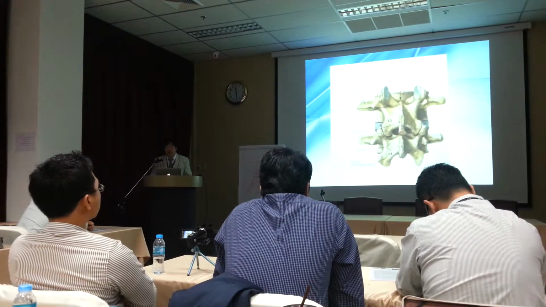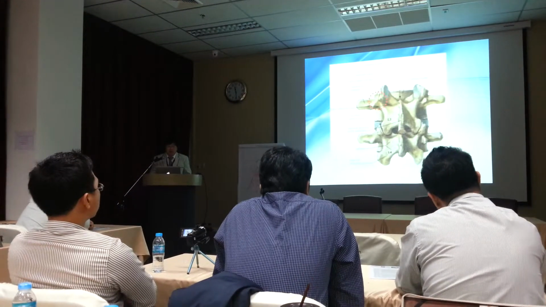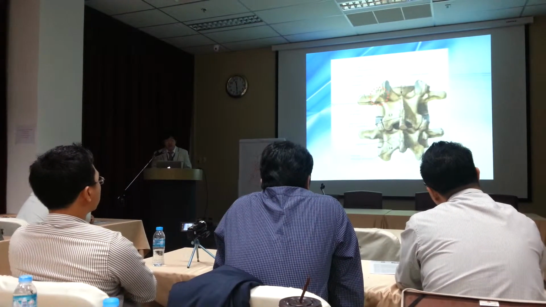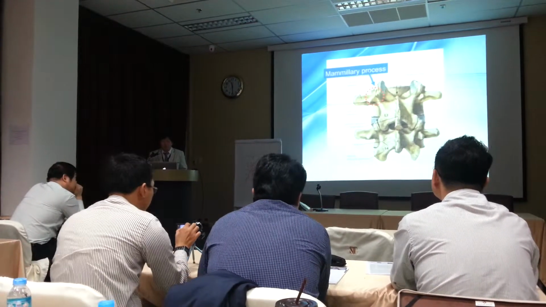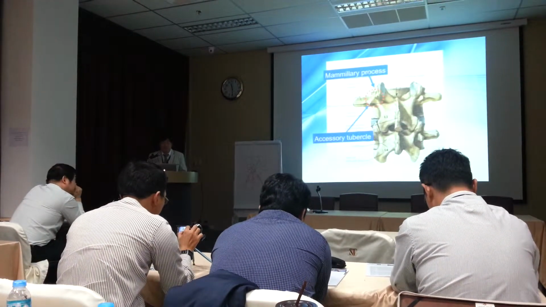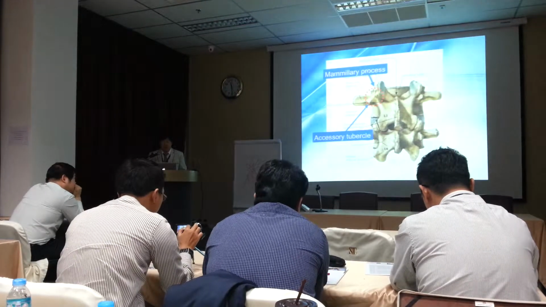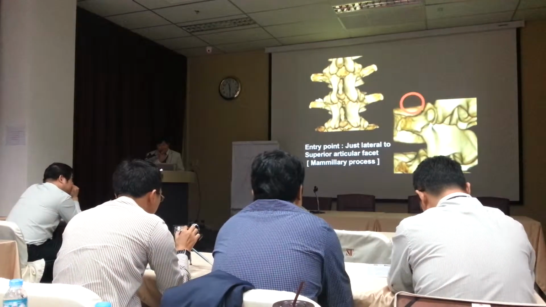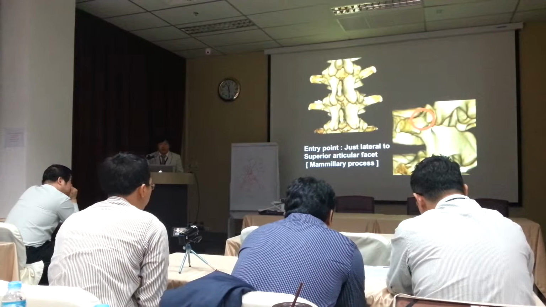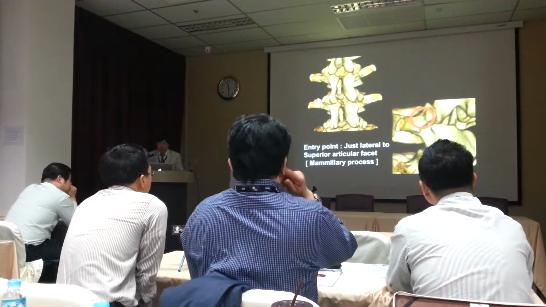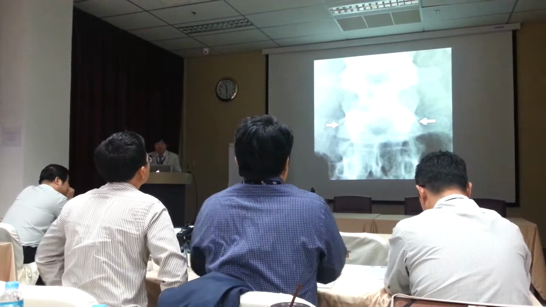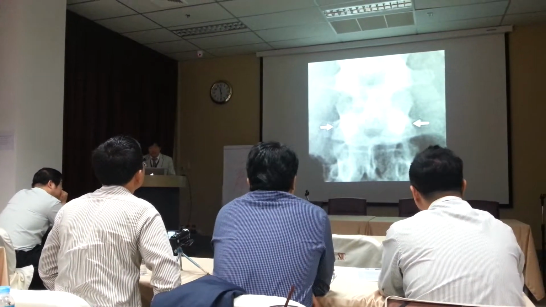The anatomy of the posterior spine. This is the red circle. This is the area to put the screw. So this area is between the mammillary process and the accessory tubercle. The entry point of the screw is just lateral to the superior articular facet or the mammillary process. In the X-ray, just lateral to this area is the entry point.